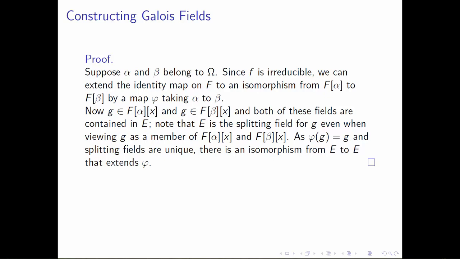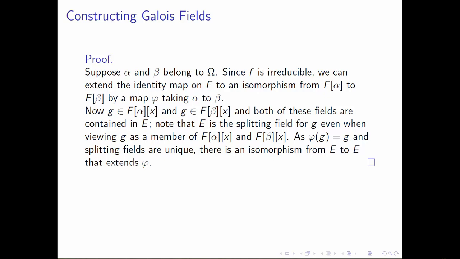It's because if g happened to split somewhere smaller, then g, when thought of as a polynomial in F, would split somewhere smaller. So E remains the splitting field for g even when we view g as a member of these larger polynomial rings. And what do we have? We have a map phi from F adjoined alpha to F adjoined beta. It maps alpha to beta, and it takes g to g because g actually happens to live in F, and we've extended phi from the identity map on F.